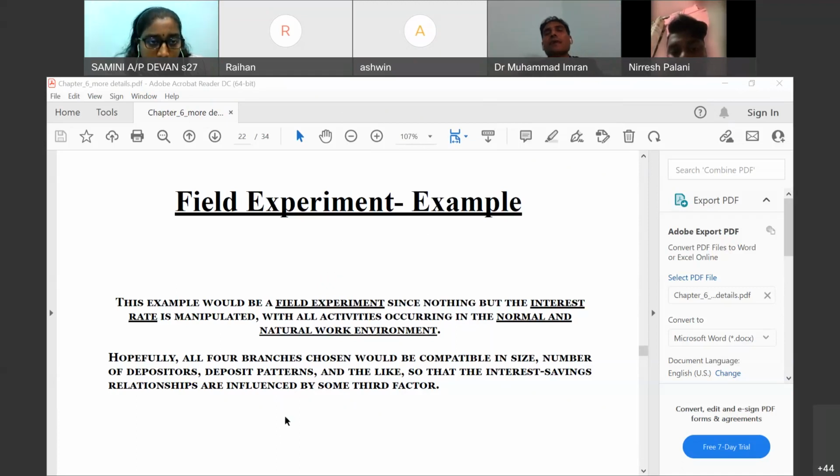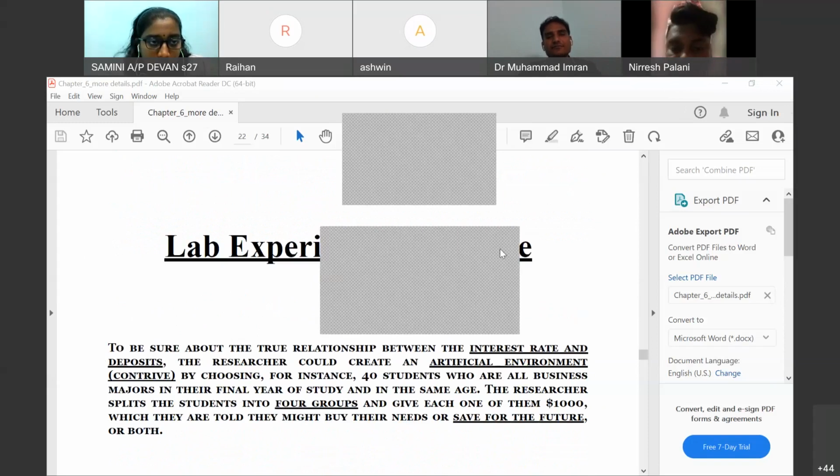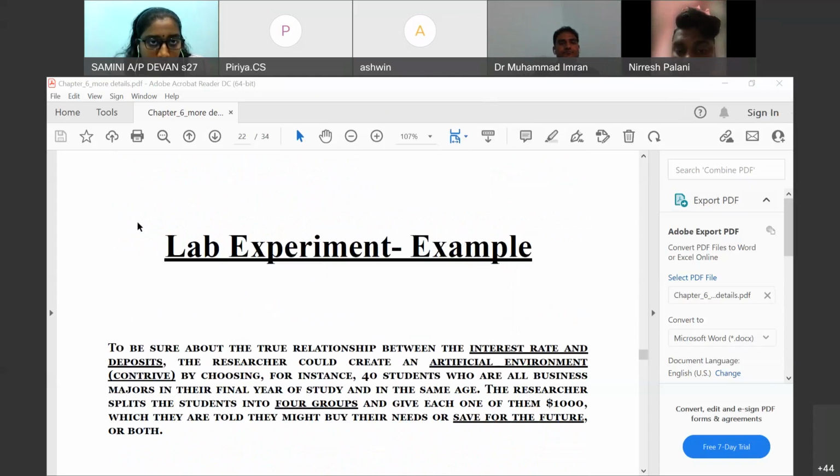Okay, let's discuss the last type, the lab experiment. Priya, can you read this one? Yes, sir. To be sure about the true relationship between the interest rate and deposits, the researcher could create an artificial environment. By choosing, for instance, 40 students who are all business majors in their final year of study and of the same age, the researcher splits the students into four groups and gives each one of them $1,000, which they are told to meet their needs or save for the future or both.